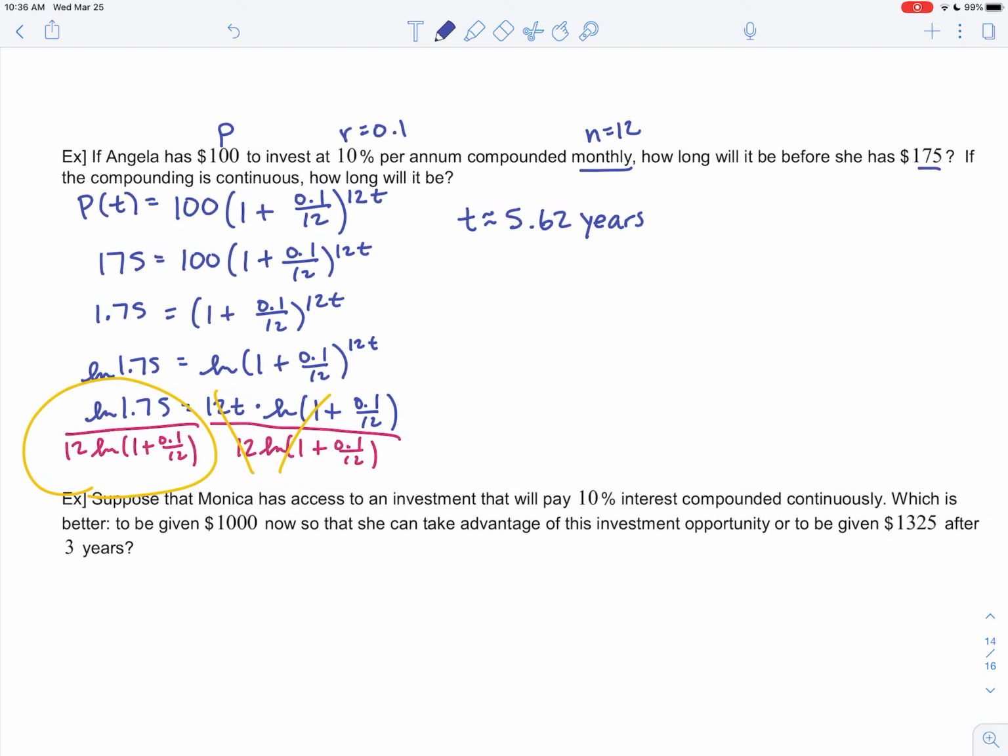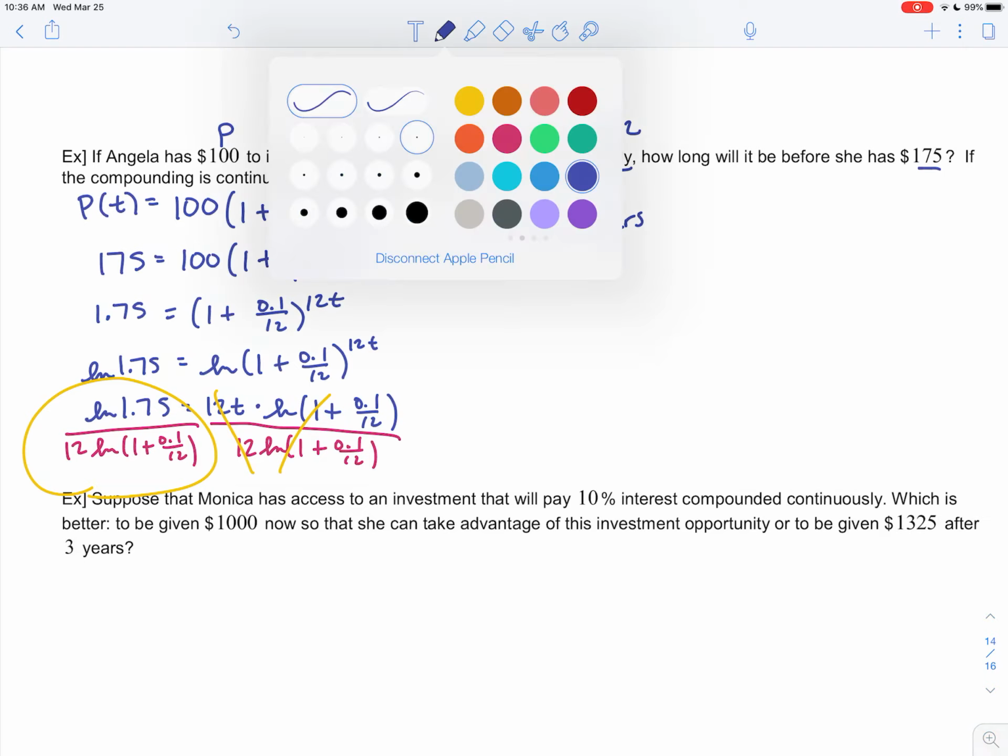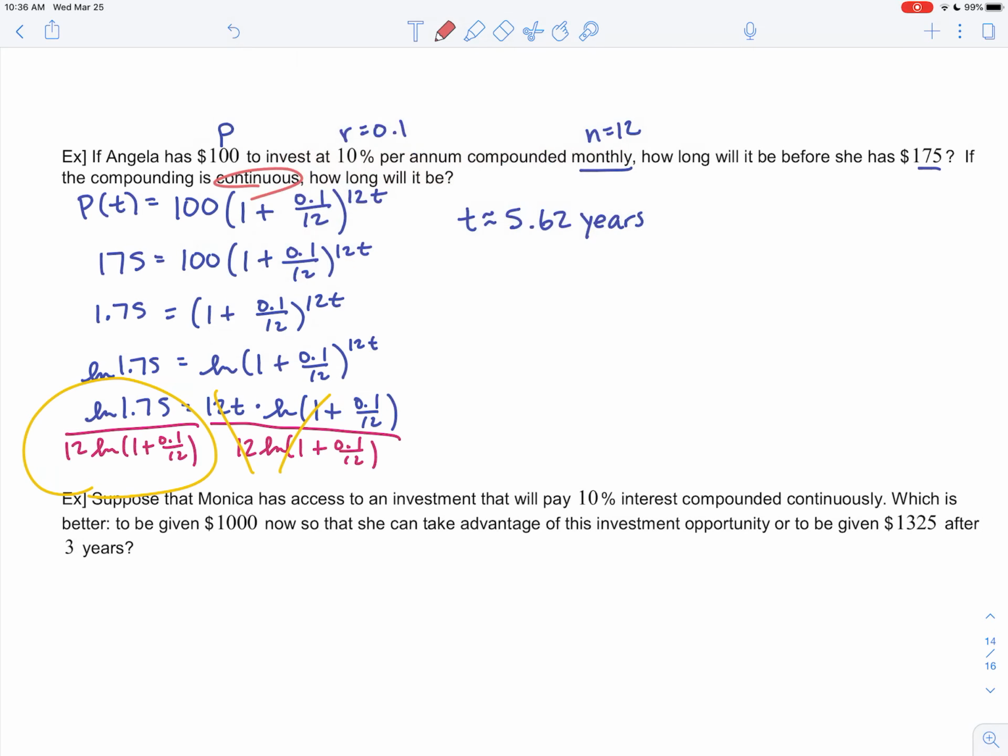So we want to make a comparison and compare this to the same situation, except if it was compounded continuously. So that function would be P of t equals initial investment amount times e to the 0.1t. We're still using that 10%. So we want to see how long it would take to get compounded to $175. The base here is e, so I will use natural log, but not yet. We have to isolate that exponential first by dividing by 100.